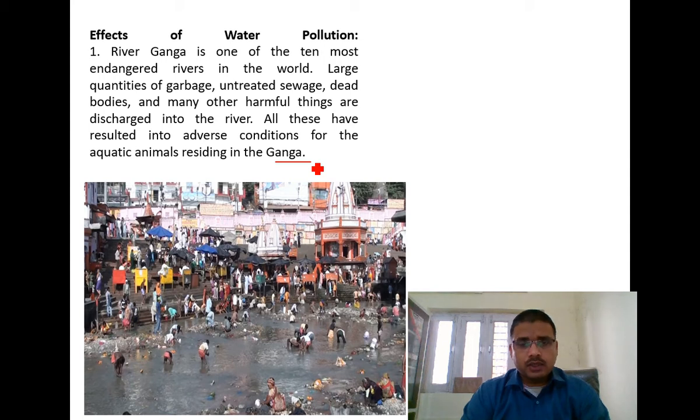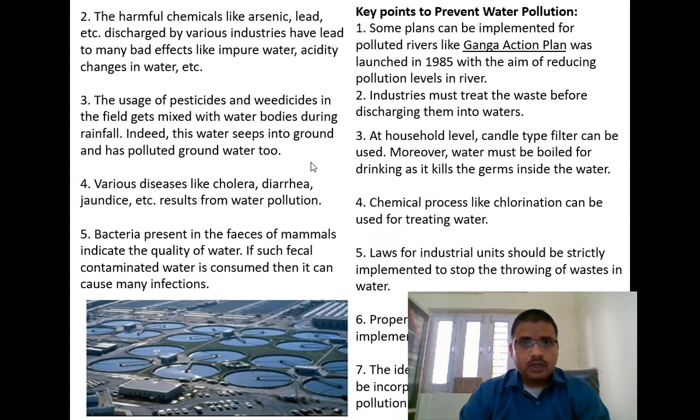Now there is another point, harmful chemicals like arsenic. These are discharged by industries, by which the water becomes impure and its acidity changes. That kind of water cannot be taken by these water bodies, because it directly harms the biotic animals.